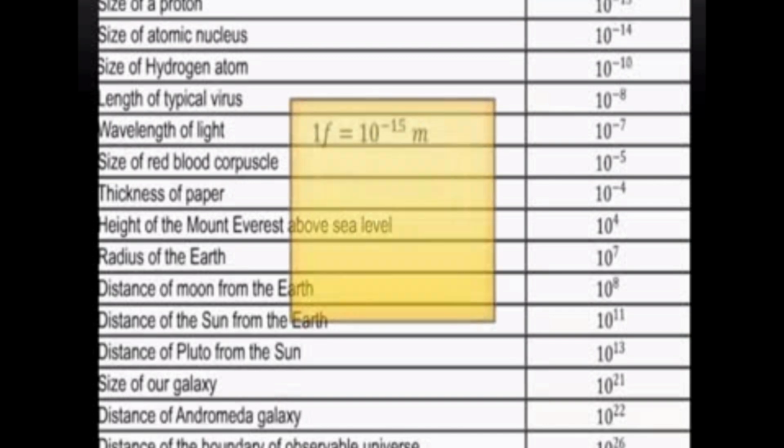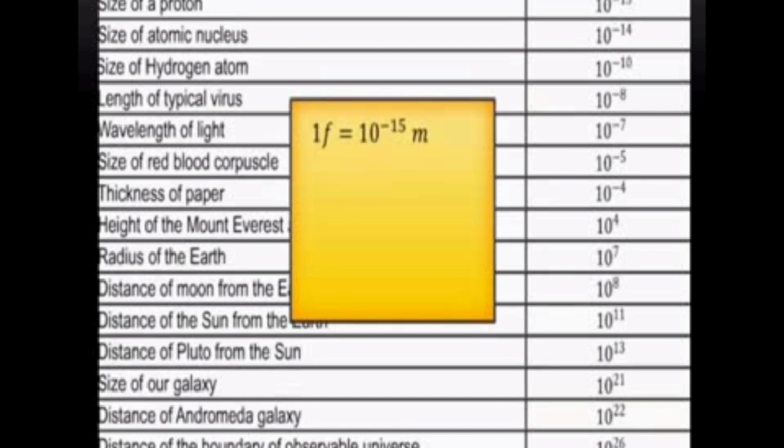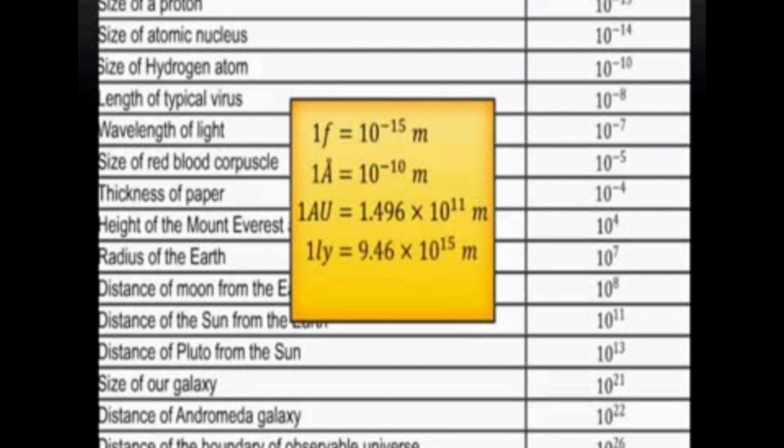By using that measurement, we can measure a very great distance. Then 1 F, that is 1 Fermi, is equal to 10 to the power of minus 15 meter. So instead of 10 to the power of minus 15 meter, we can say 1 Fermi. Next is 1 angstrom, which is equal to 10 to the power of minus 10 meter. Then 1 astronomical unit is equal to 1.496 into 10 to the power of 11 meter. That unit is used to measure the distance between the Earth and the Sun, and Earth and the other planets.